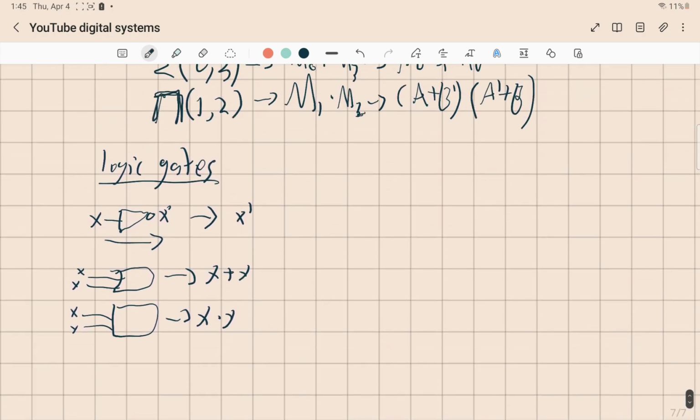So let's continue. There's the XOR gate. It's an OR gate with a little line, a little curve in the back of it, in addition to it. It's represented by a plus inside a circle, and it's also the same as x naught y plus x y naught. So you'd be able to draw an XOR gate with AND gates, OR gates, and NOT gates. You can do that.